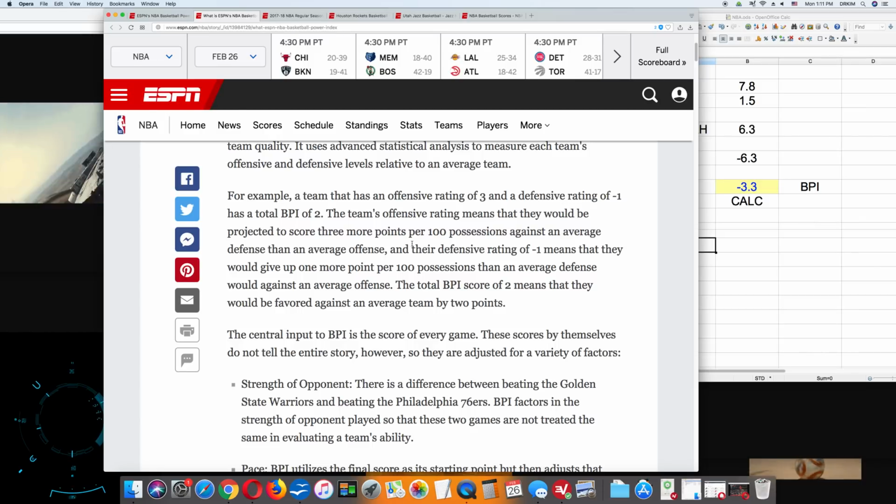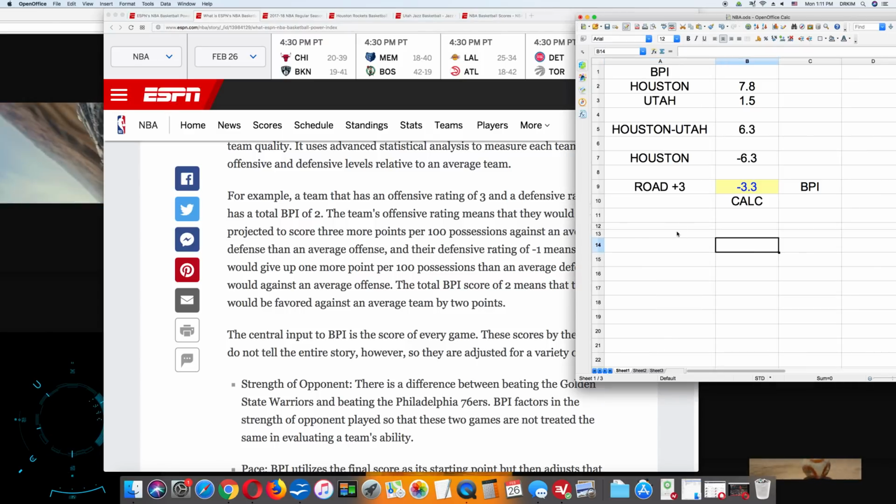Now in college it's different. Possession numbers range from 60 to 80, and so you have to adjust those numbers when you would be doing the college numbers. But for the NBA, there's typically 100 possessions per game, so you don't have to do any additional adjustments. All right, so moving on, that's using BPI.